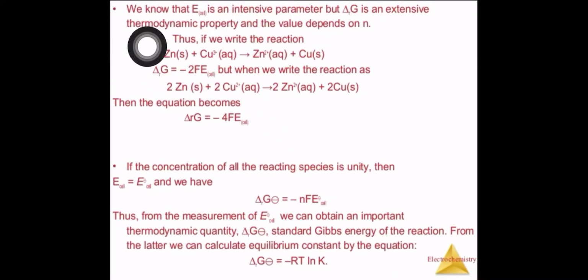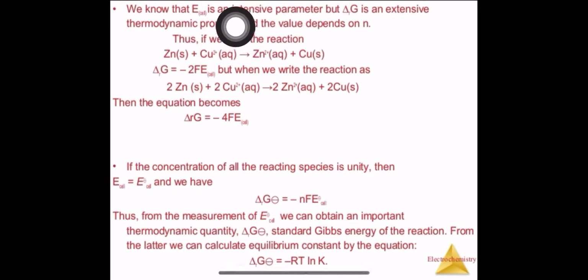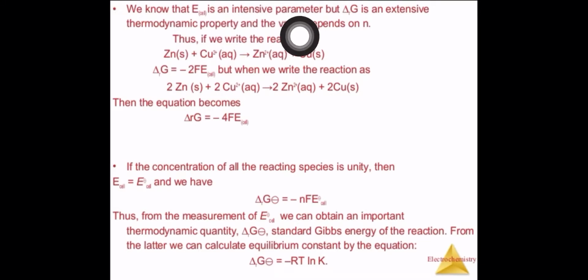Okay, so we know that the E cell is an intensive property. Now, do you remember what an intensive property is and what an extensive property is? That depends upon the quantity and quality. But delta rG is an extensive thermodynamic property, and its value depends on n, that is the number of moles.